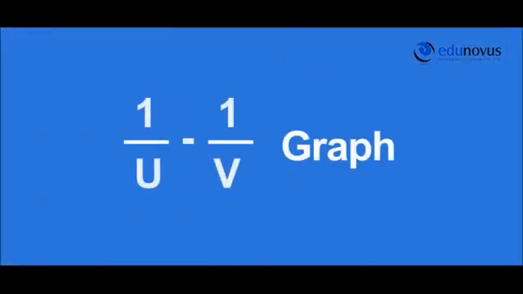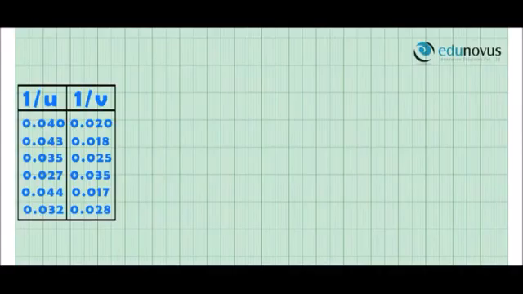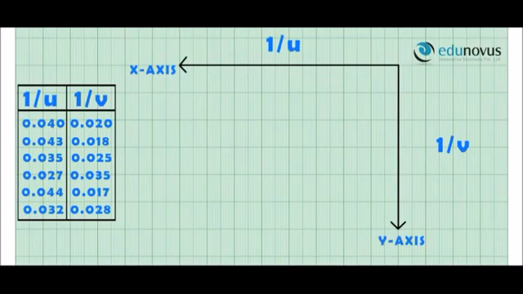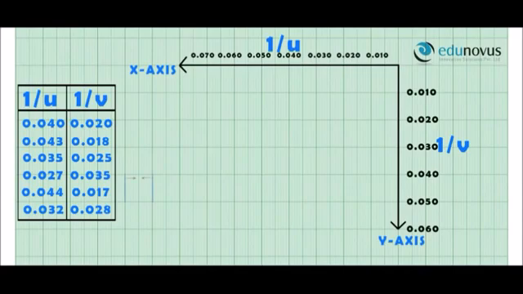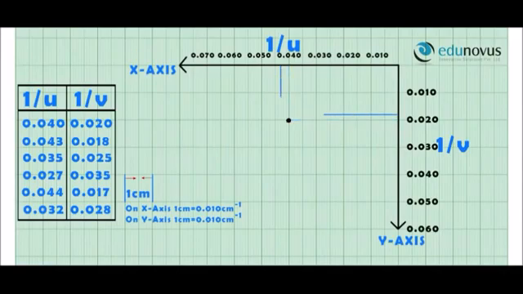1 by u, 1 by v graph, concave mirror. Using the values of 1 by u and 1 by v, we plot a graph by taking 1 by u values on the negative x-axis and 1 by v values on the negative y-axis. We select a suitable scale. On the x-axis, 1 centimeter is equal to 0.010 per centimeter. On the y-axis, 1 centimeter is equal to 0.010 per centimeter. Now, let us plot the points on the graph.